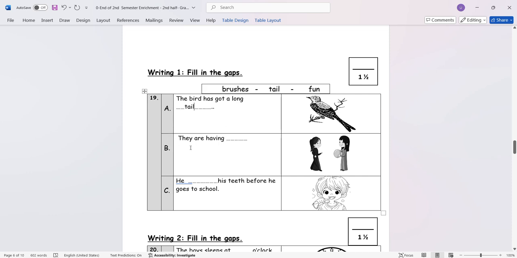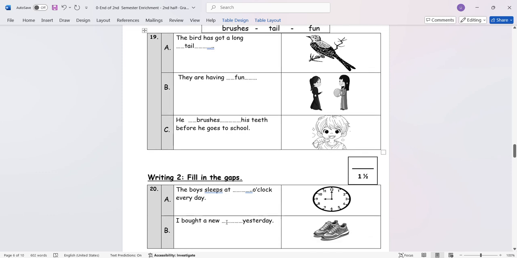Okay, we move to the next one. B. They are having, what are they having? They are having fun. They are having fun. And the last one, he brushes. We look at the picture, he brushes this one. He brushes his teeth before he goes to school.